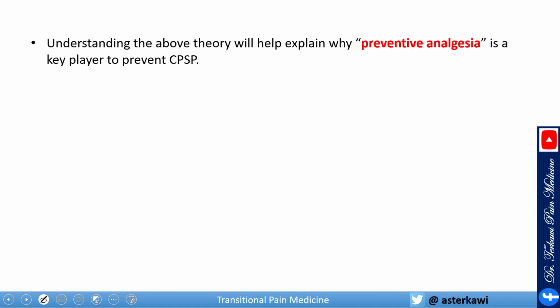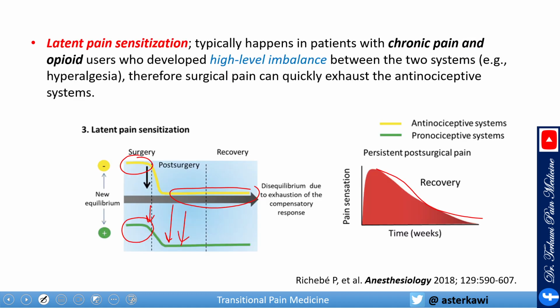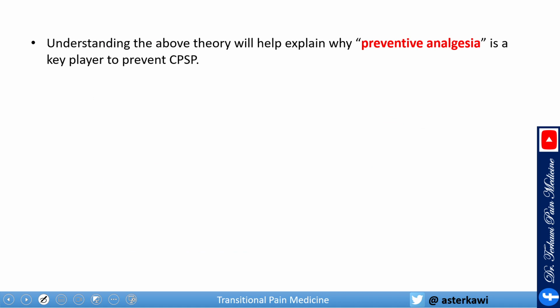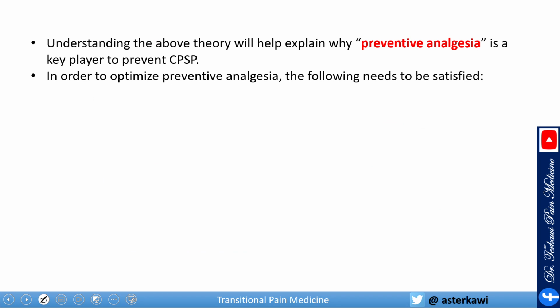Understanding this theory helps explain why preventive analgesia is a key player in preventing chronic post-surgical pain. You really want to prevent that massive stimulation of the pro-nociceptive system, and you want to help your body with the anti-nociceptive system. You want to prevent the primary hyperalgesia. You want to prevent the secondary hyperalgesia. And how do you do that?